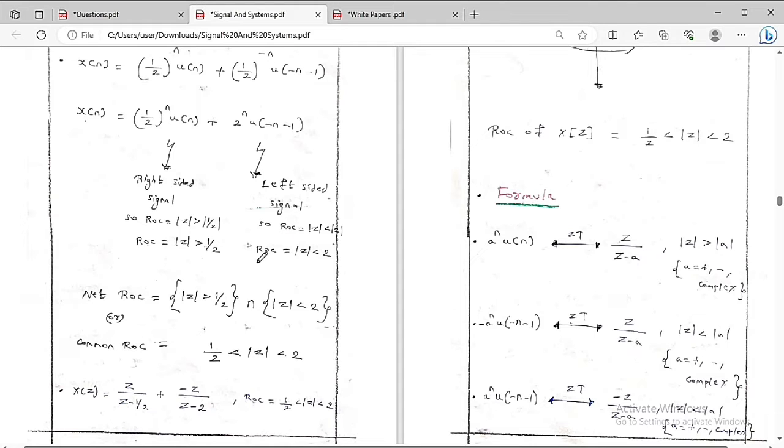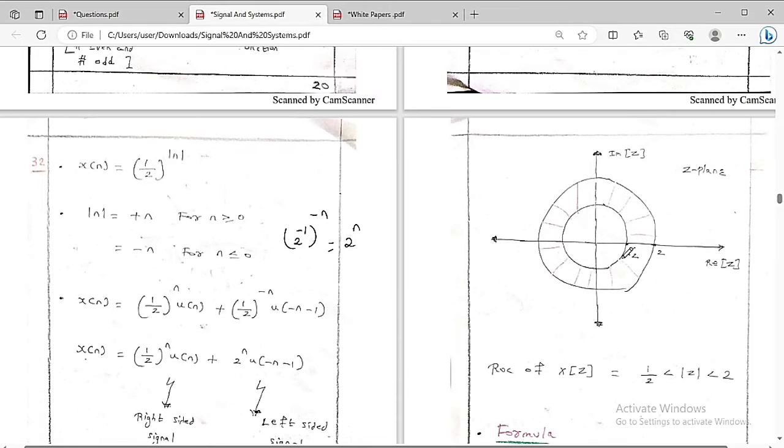So what is the common ROC? The common ROC is the intersection of the individual ROCs. So the common or net ROC is the intersection of both the ROCs. It is half less than mod z less than 2. Then the net ROC is going to lie between half and 2. So if I draw in the z plane, this is the circle of radius half.